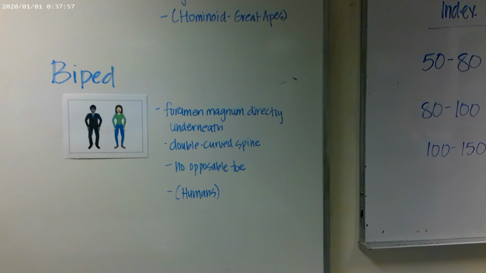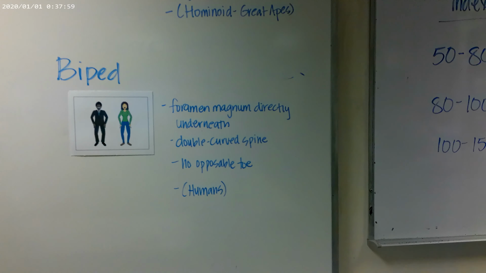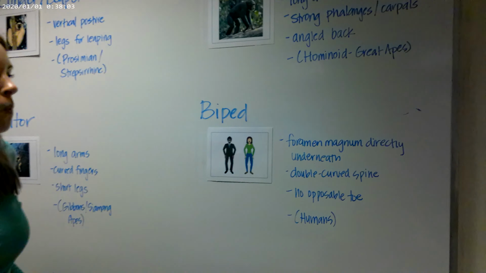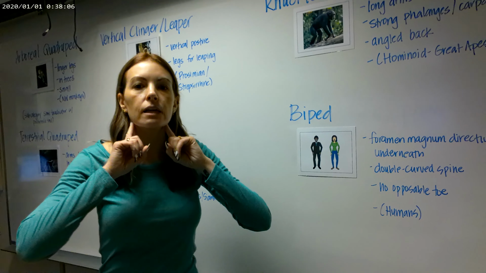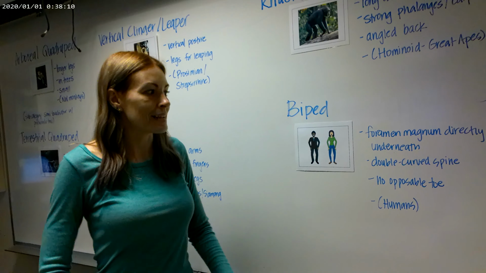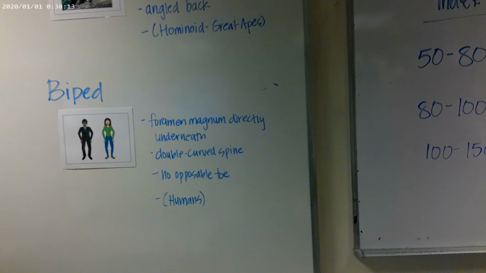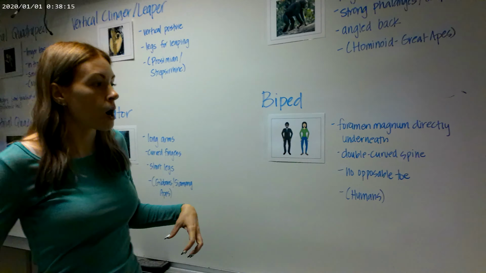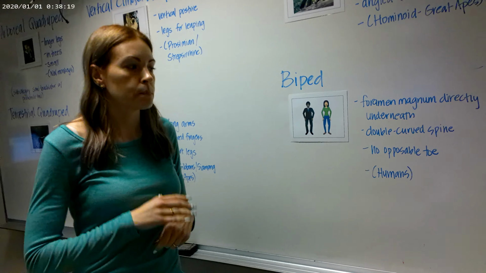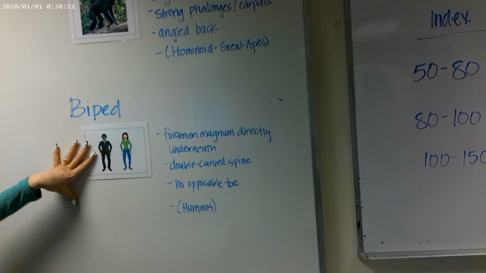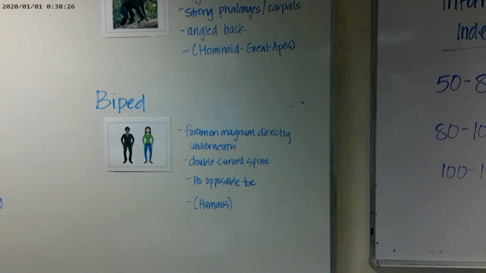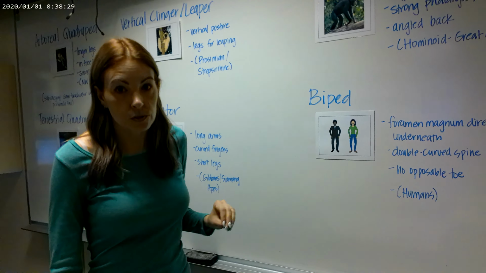We're going to have an entire unit on this, so this is just an intro. But one thing to know is that we are fully upright, so we have a foramen magnum directly underneath our skull so that our spine can run straight down. We have a double curved spine. We have a lot of adaptations for our pelvis and our femurs. And on our feet, we do not have an opposable or grasping toe. Of course, this is the human locomotive pattern. It's also what we're going to look at in the fossil record to see the evolution of that over millions of years.